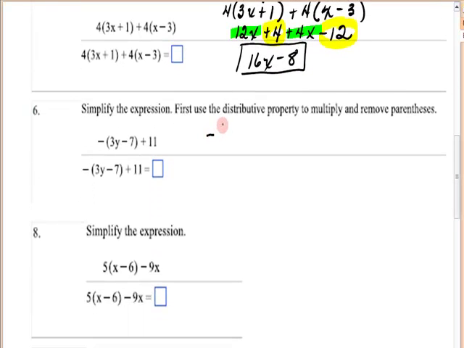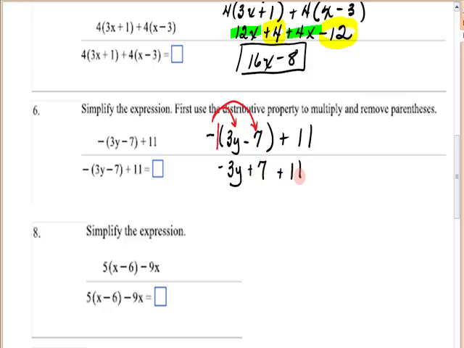The next one simply has a negative sign in front of 3y minus 7, plus an 11. When you have simply a negative in front of parentheses, then the number being distributed is actually a negative 1. When you multiply by negative 1, it changes the signs. Negative 1 times positive 3y gives me negative 3y. Negative 1 times negative 7, negative times negative is positive 7, plus 11.